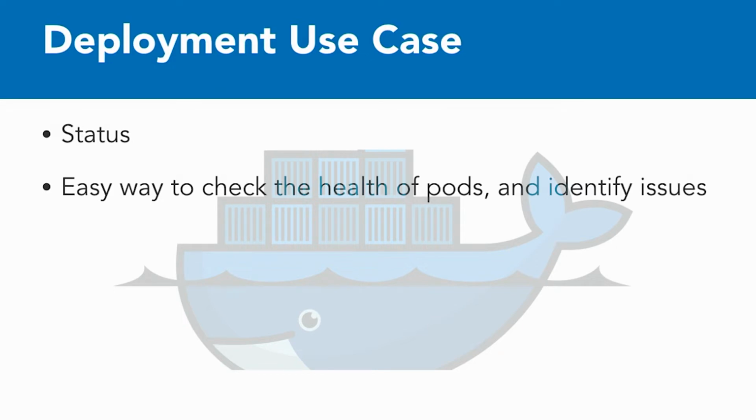And finally, status. Getting the deployment status is an easy way to check for the health of your pods and identify issues during a rollout. We'll go deeper into how deployments work in the demo section of this course.